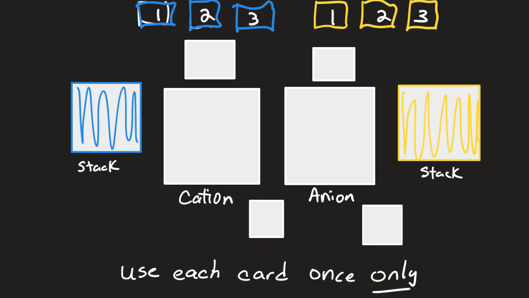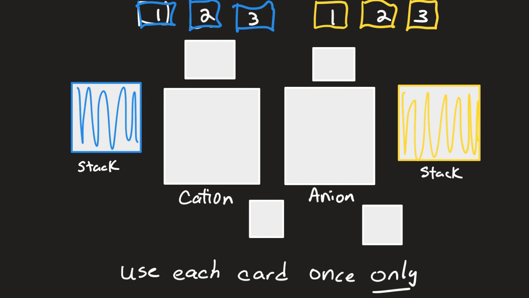Next to the cation side, we want to put our blue cards. Next to the anion side, we want to put our yellow cards. And you should find calcium and put that on the top, and find phosphorus and put that on the top of your yellow stack.